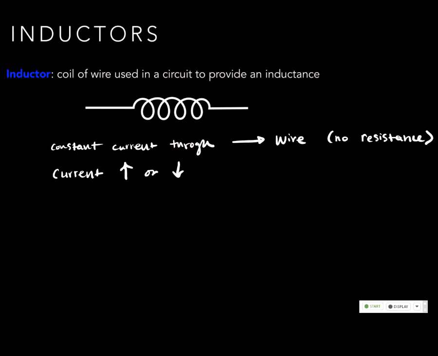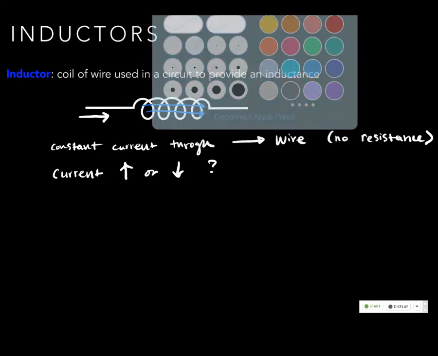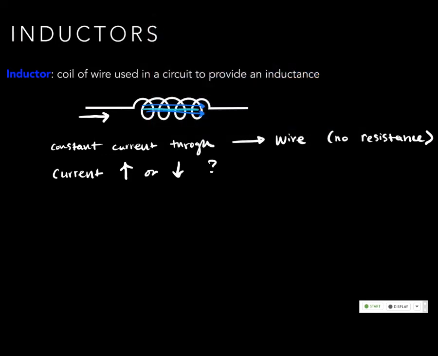But if the current is increasing or decreasing, what's it going to do? So let's say the current's increasing. What's going to happen in the inductor? If you have a current going this way, the magnetic field's going this way, and it's getting bigger. That's going to induce an opposing current and an opposing magnetic field. What does that do when that's in the same wire?